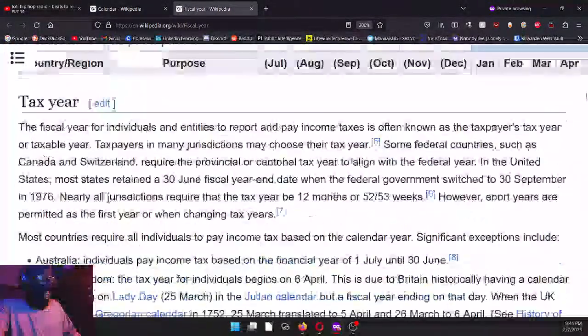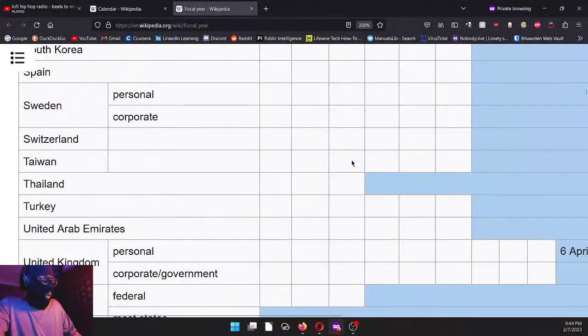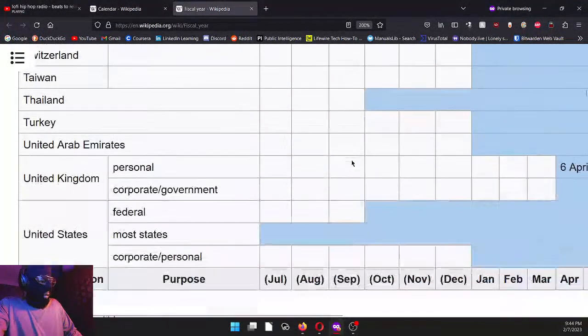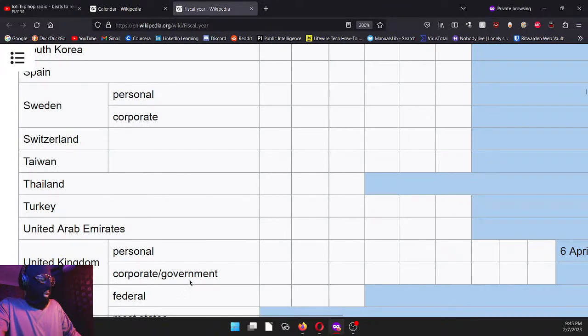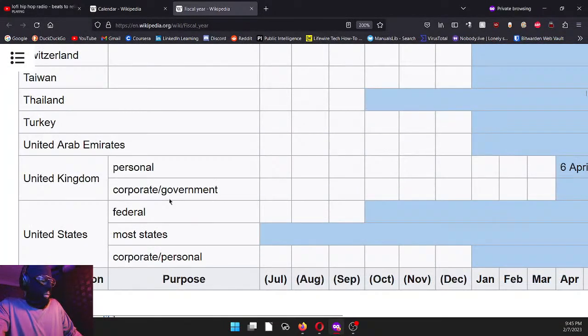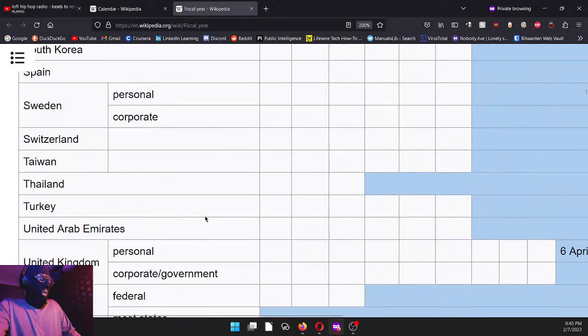Wow. But as you can see, United Kingdom. Ooh, so in the United States, they have federal, most states, and corporate or personal. So at least they separate things. United Kingdom is corporate, government, and personal. Which is actually different from the US. So it has to go with the idea that corporations are more like people, personal business in the United States, versus the United Kingdom, where corporations are part of the government.